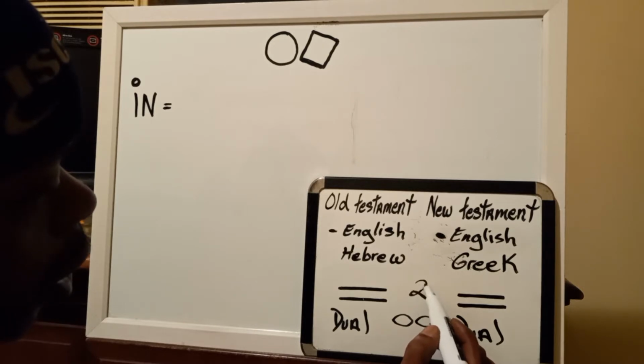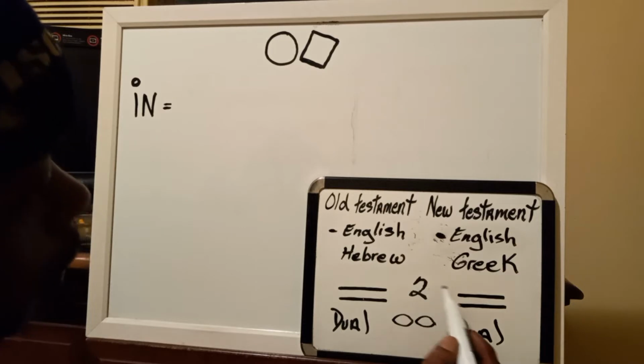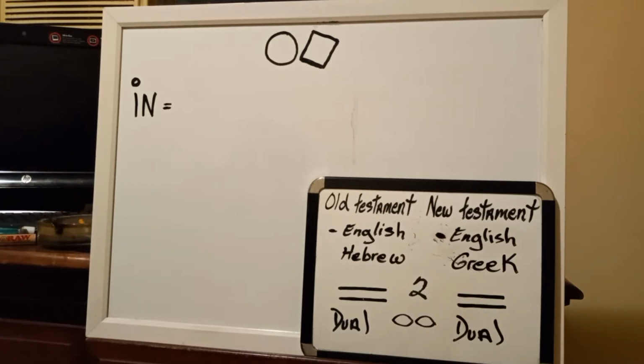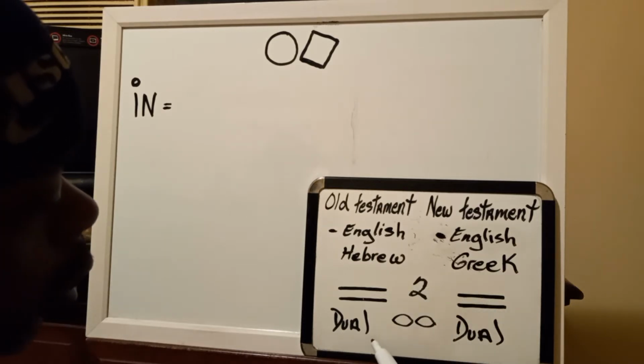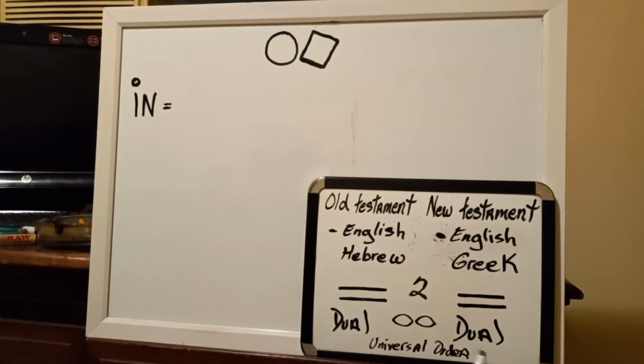So in the beginning was the Word. The Word was 2. It probably was universal order. And the universal order is dual, 2, just like you have 2 eyes. Now, it's the reason why I put these 2 eyes here, because I want to show you right here.